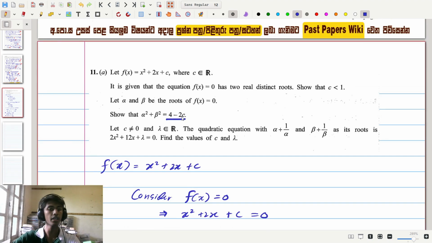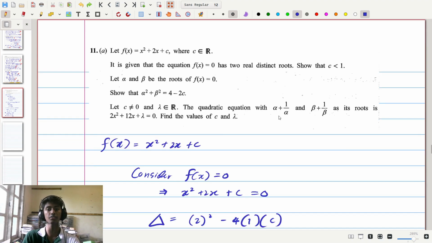Now finally, we are asked to take c as being not equal to 0, lambda as being a real number, and given this, we are told that the roots alpha plus 1 over alpha and beta plus 1 over beta, when turned into a quadratic equation, will give the quadratic equation 2x squared plus 12x plus lambda equals 0. And given this, we are asked to find the value of lambda and c.